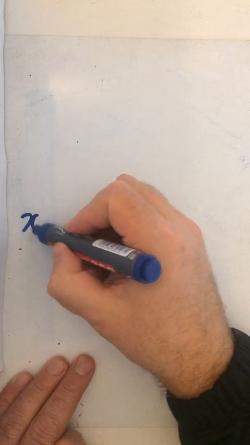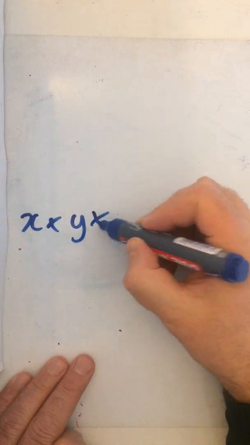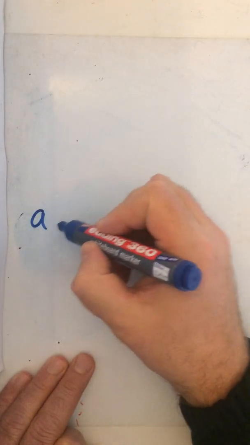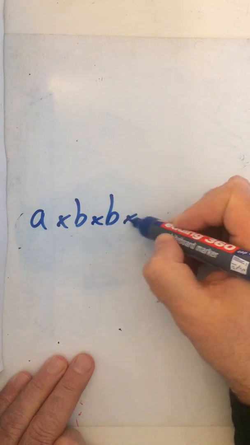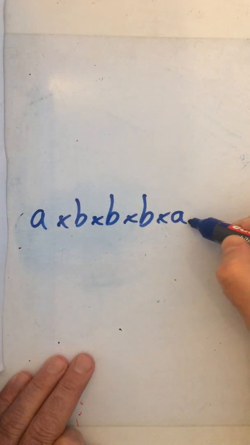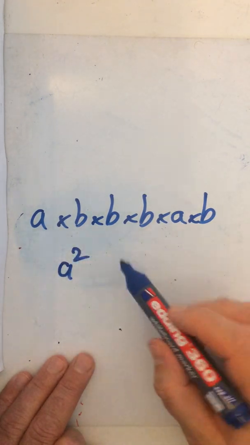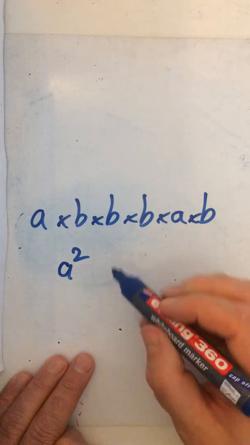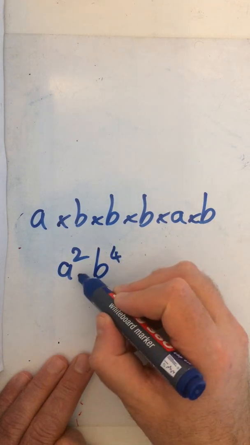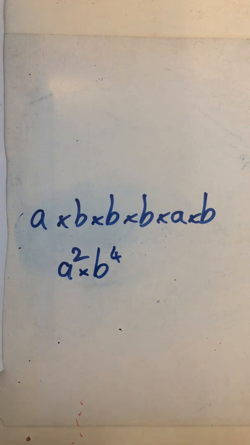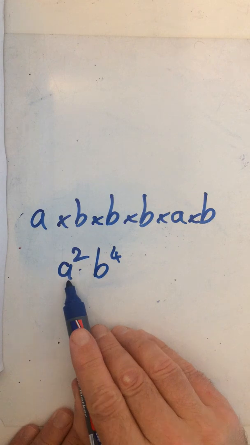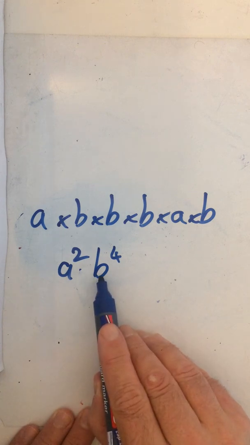So you should be able to remember that, and you might have something like x times y times y. Let's do a times b times b times b times a times b. And you do a times a is a squared, and then b times b times b times b is b to the power of 4. Now you wouldn't put a times sign between them. Remember in algebra you have that invisible times sign. So your answer here would be a squared b to the power of 4.